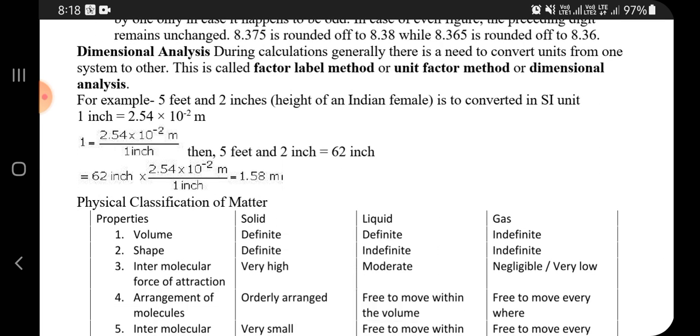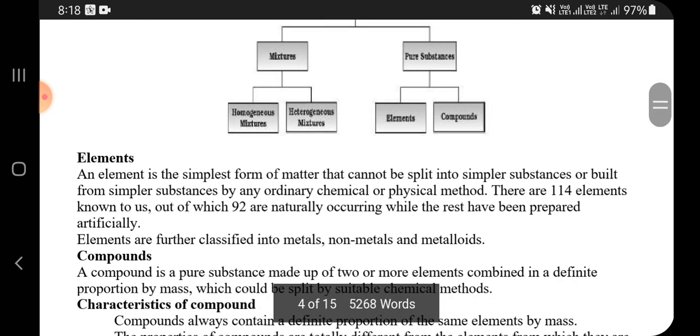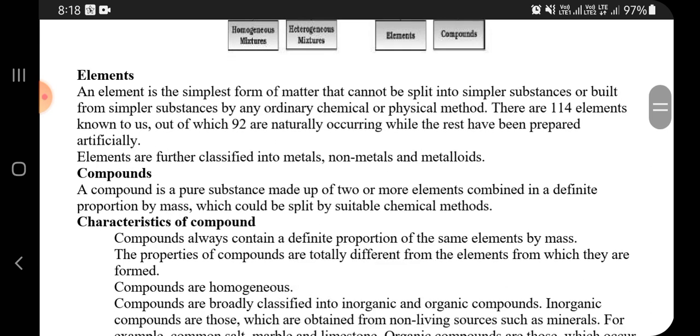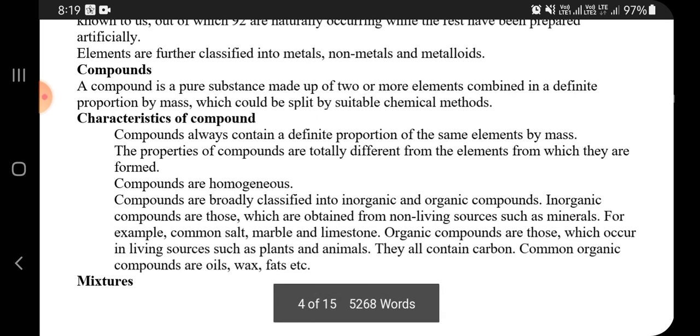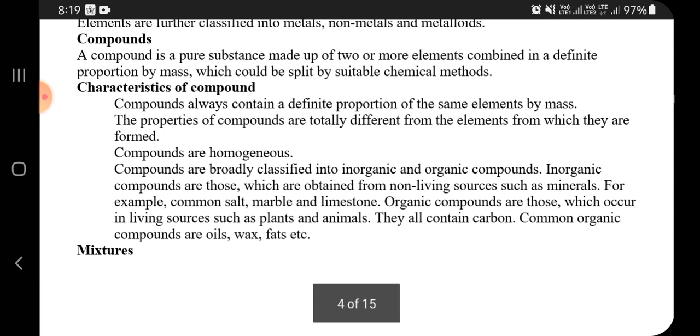Then dimensional analysis. During calculation, generally there is a need to convert units from one system to another. This is called the factor label method, unit factor method, or dimensional analysis. Then elements. An element is the simplest form of matter that cannot be split into simpler substances or built from simpler substances. A compound is a pure substance made up of two or more elements combined in definite proportion by mass, which could be split up by suitable chemical methods.